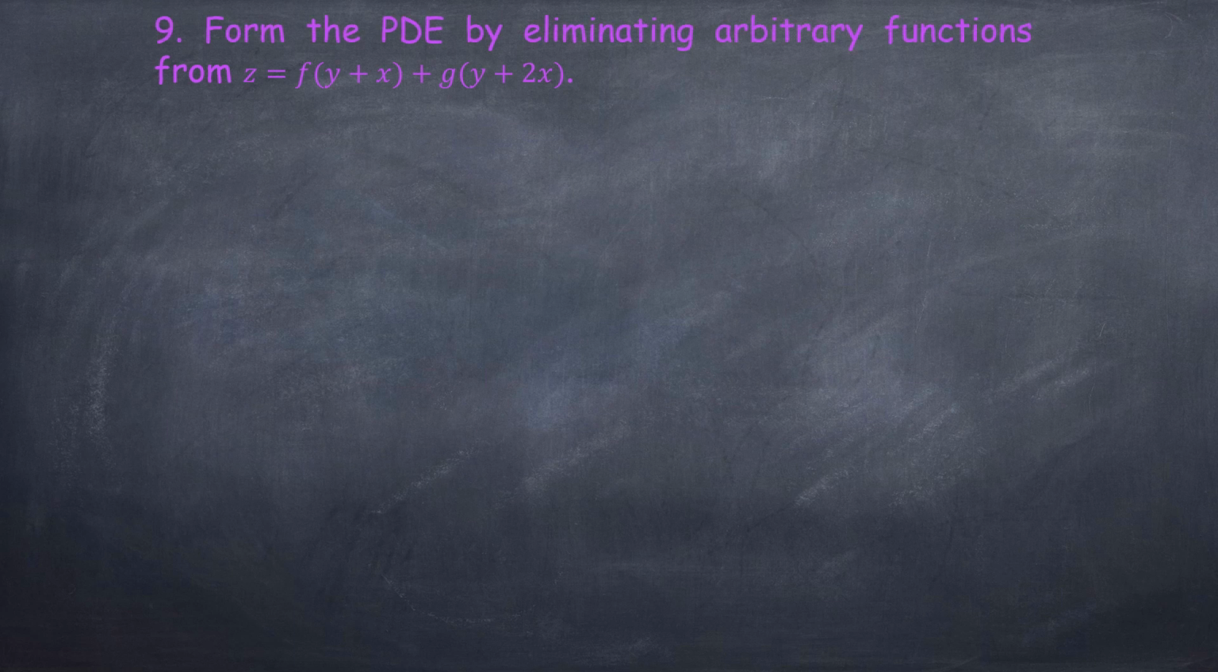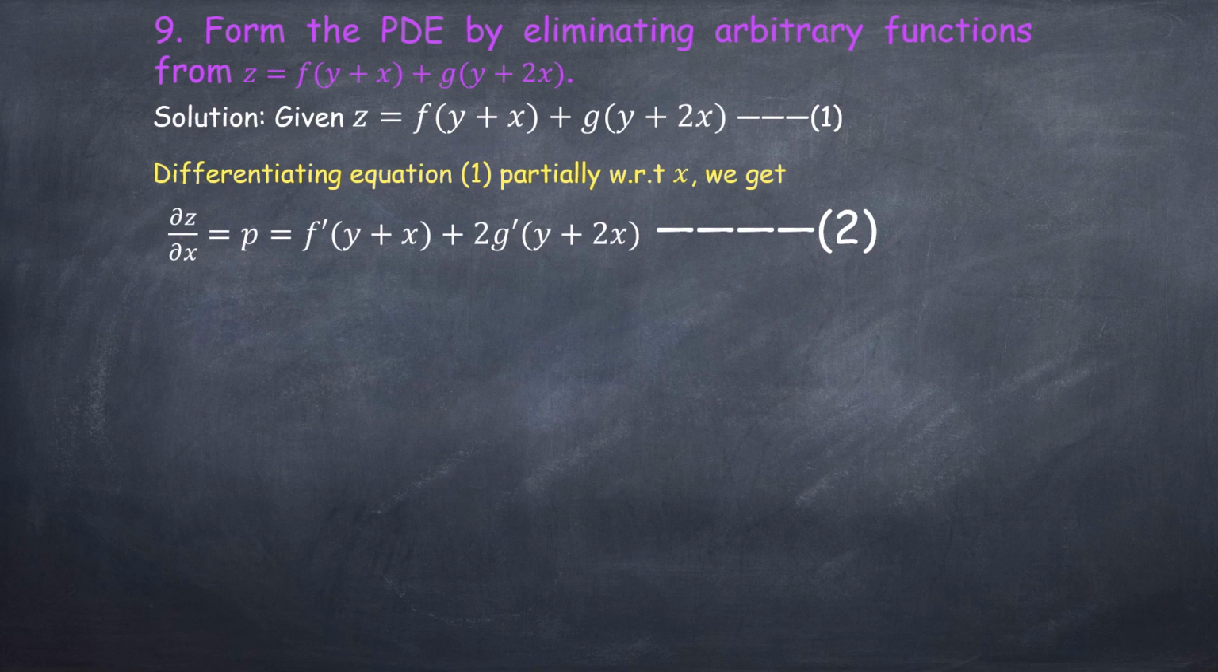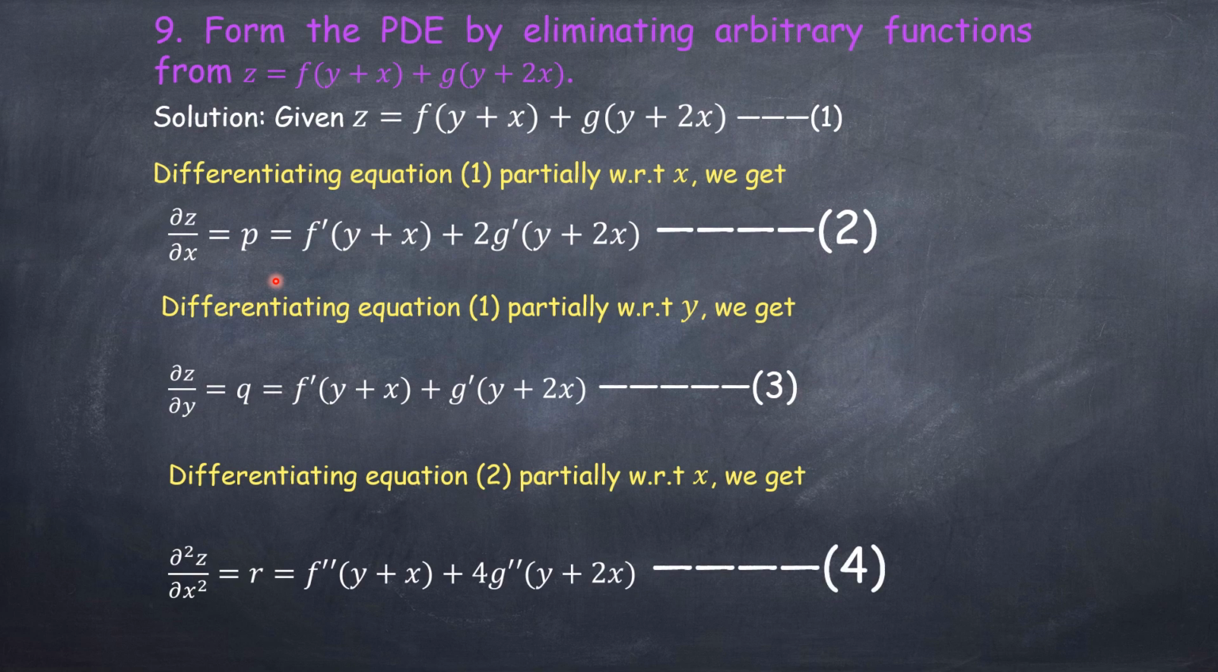Form the PDE by eliminating the arbitrary functions z is equal to f of y plus x plus g of y plus 2x. Call that as equation number 1. Differentiating 1 partially with respect to x, we get dou z by dou x, that is p, is equal to f dash plus g dash, and the differentiation of 2x is 2. Differentiating 1 with respect to y, q is equal to f dash plus g dash. Differentiating 2 with respect to x, we get r is equal to f double dash plus g double dash into 2, that is 4 into g double dash.